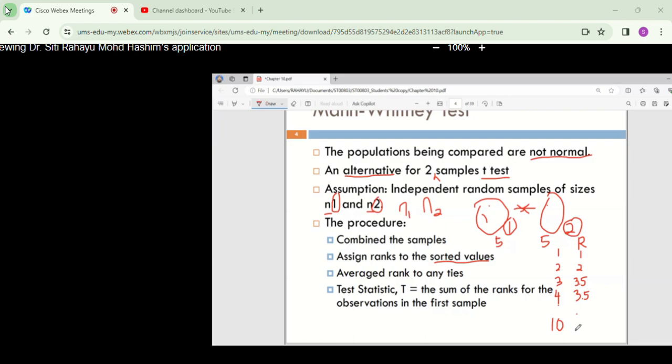And then we average the rank for any ties. That's what we did here. Then the test statistic T is defined as the sum of the ranks for the observations in the first sample. The first sample depends on which sample you define first in your data view.